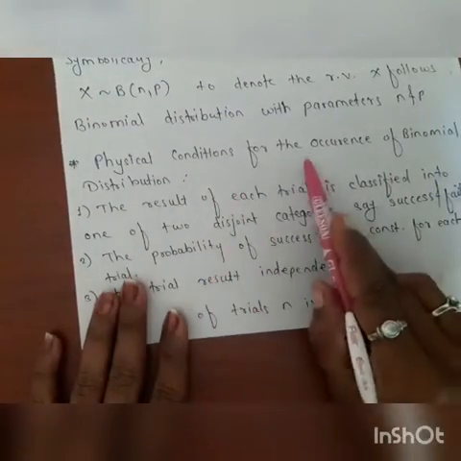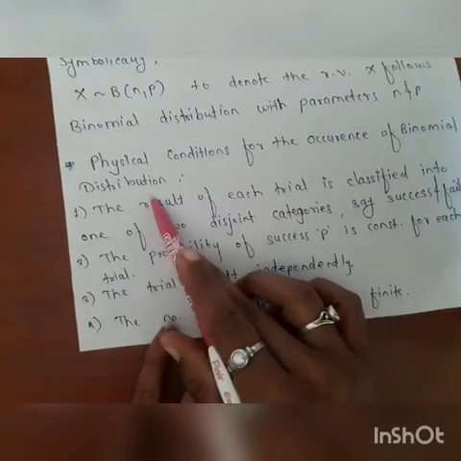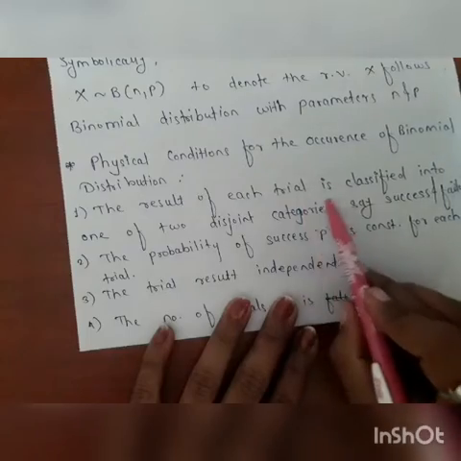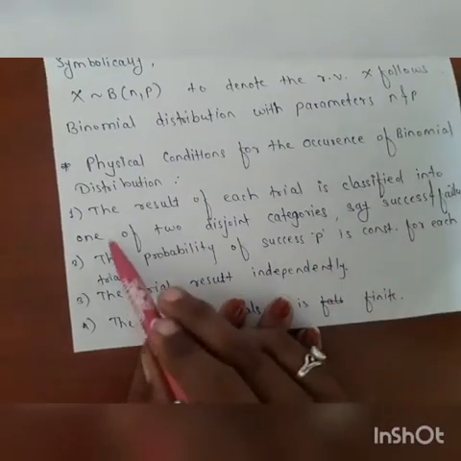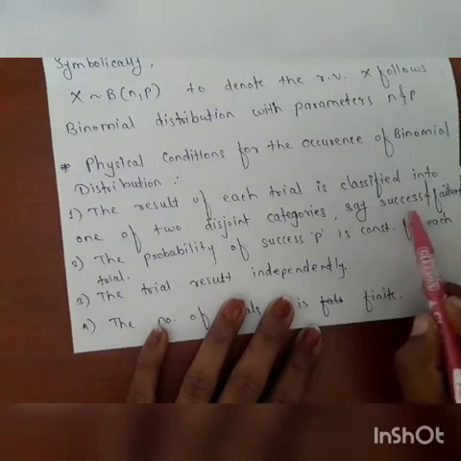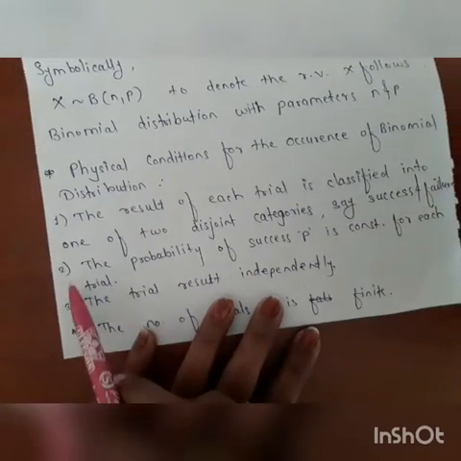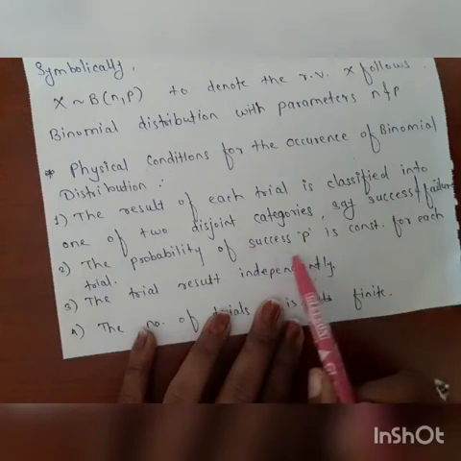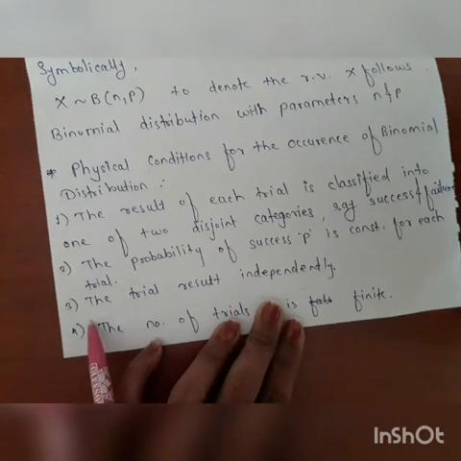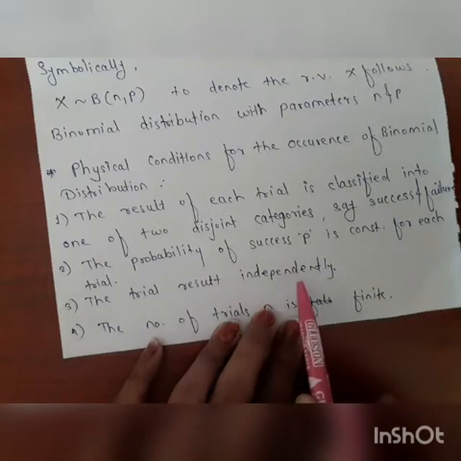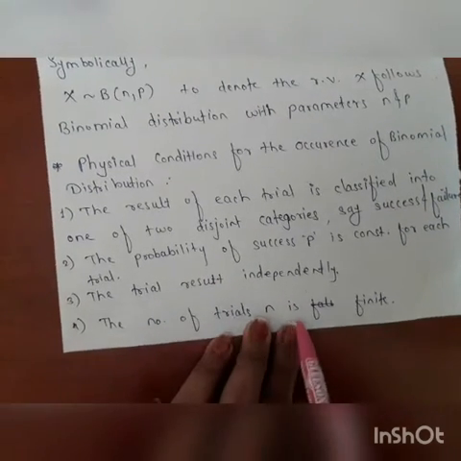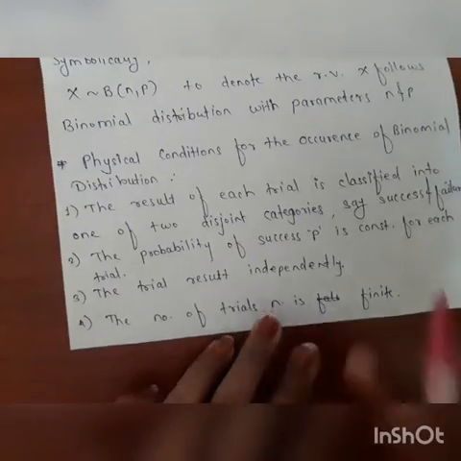Physical conditions for the occurrence of binomial distribution. First condition, the result of each trial is classified into one of two disjoint categories, say success and failure. Second, the probability of success p is constant for each trial. Third, the trials result independently. Fourth, the number of trials n is finite.